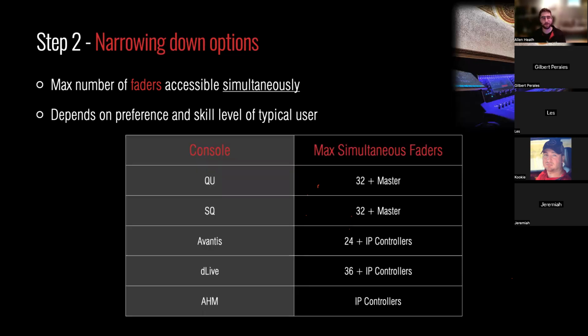These are the max amount of faders you can have per console series. With Q, if it's a Q32, you have 32 faders plus a master. With SQ, if you go with an SQ7, it's 32 plus a master. Avantis is always 24, but you can add IP controllers like an IP8 to get additional faders. DLive, the S7000 has 36 faders, plus you can add IP controllers as well. And AHM doesn't have any faders on the device itself, so you'd probably need IP controllers if you wanted physical faders for them to use.